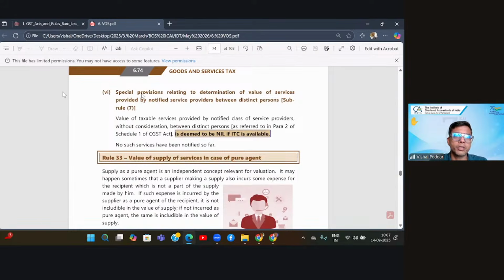And then last come the special provisions relating to determination of value of services provided by notified service providers and transactions between distinct persons. We already studied above that the rule says the value will be taken as nil. However, as of now, no services have been notified under this category.